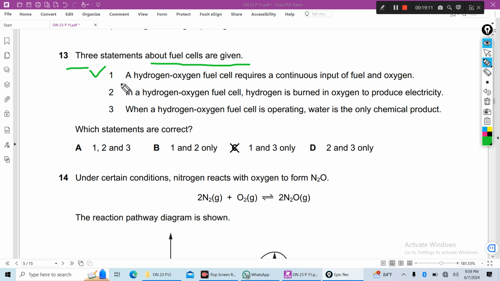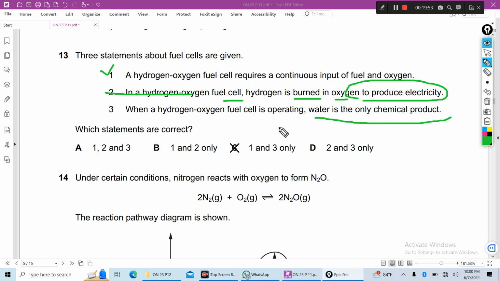Number 1, a hydrogen oxygen fuel cell requires a continuous input of fuel and oxygen. Fuel means hydrogen and oxygen continuously we have to supply. So this is true. And number 2, in a hydrogen oxygen fuel cell, hydrogen is burned in oxygen to produce electricity. No, this is wrong. Not to produce electricity. This is wrong.